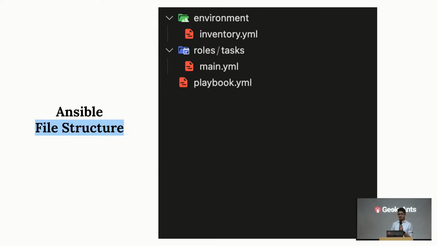So a basic Ansible file structure looks something like this. We have an inventory file, we have roles in which we keep several tasks, and we have a playbook file. Everything in Ansible is plain YAML text, and it's really easy to code and get started with.